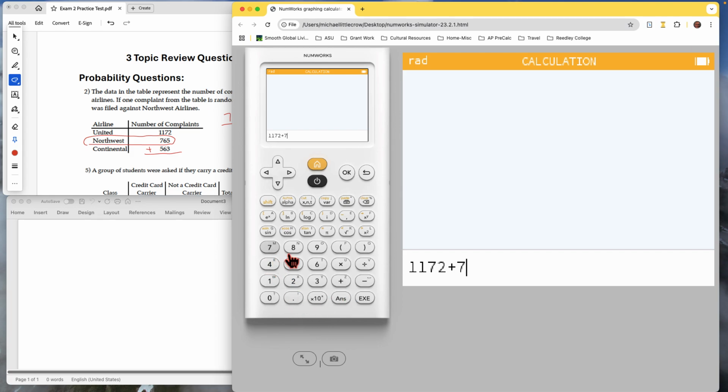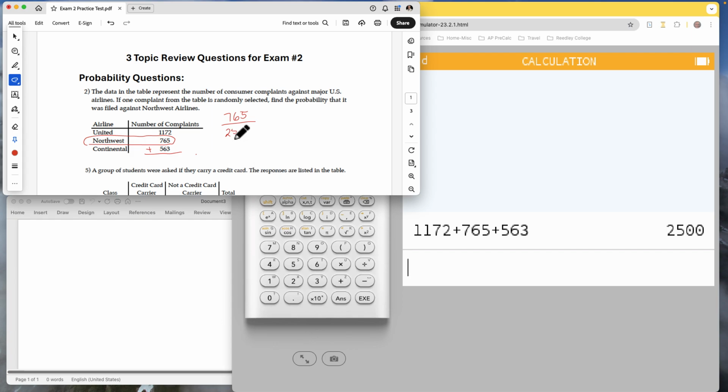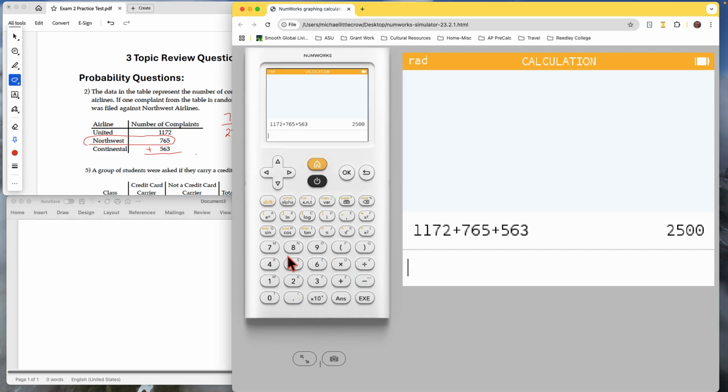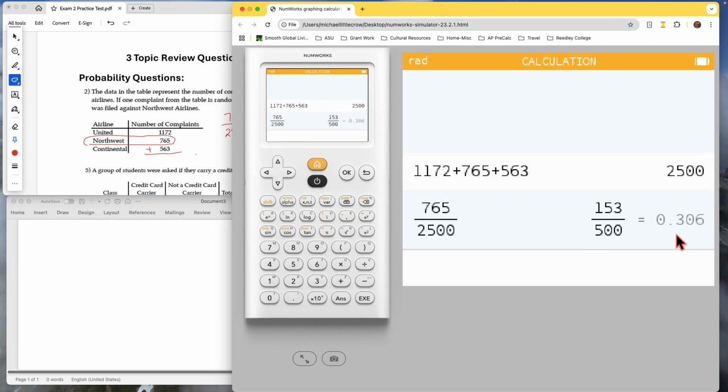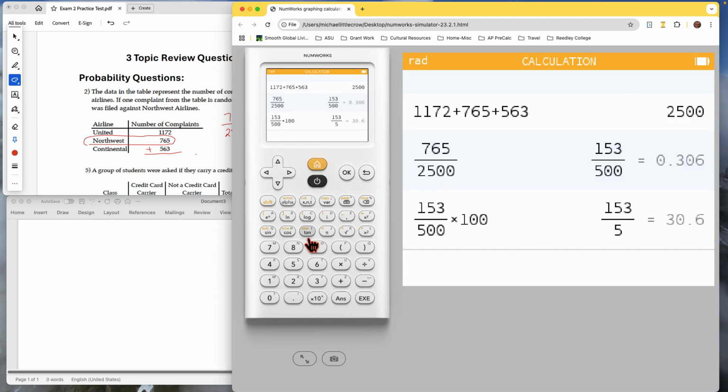You could do it by hand as well, but I'm just going to do it this way because we're going to actually use this number, 2,500. They're both divisible by 5, so this can be reduced. So let's see what it reduces down to. 765 divided by 2,500. So for our final answer, we're going to want 153 over 500, or 0.306. Or if you take that decimal and multiply it by 100, you could list the percentage.